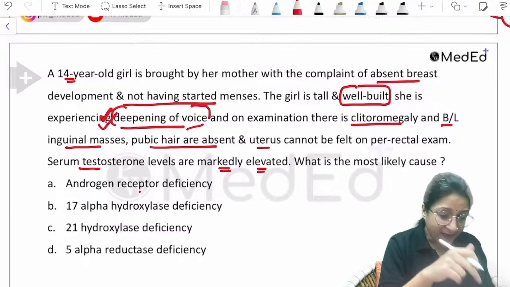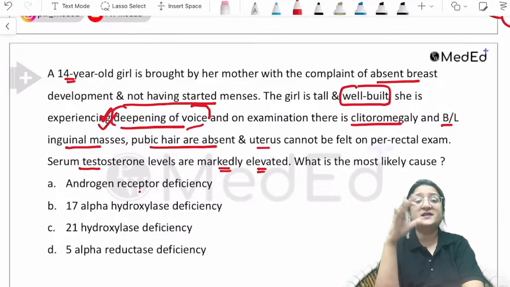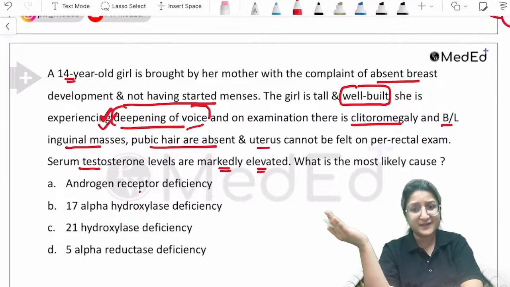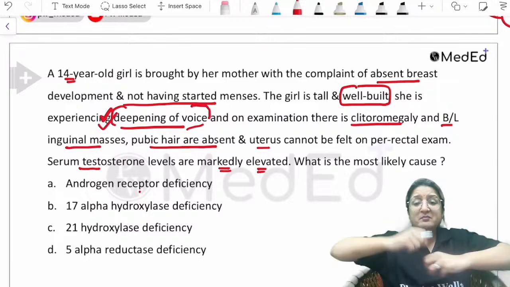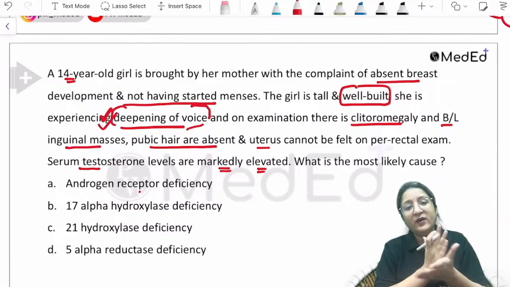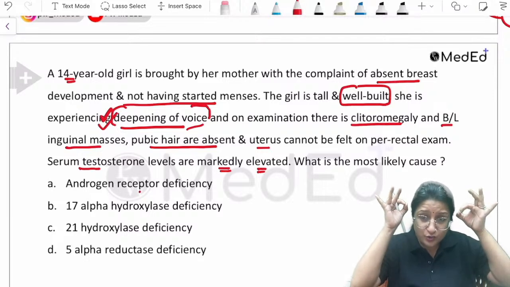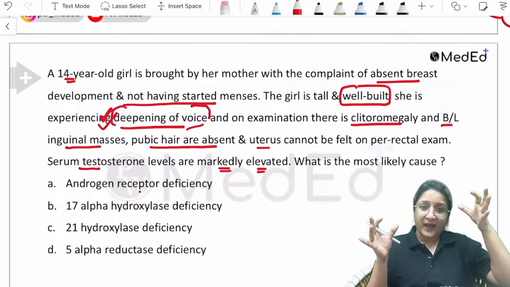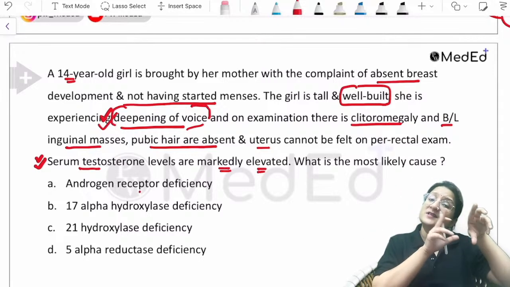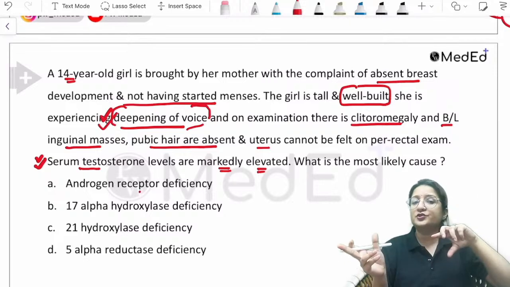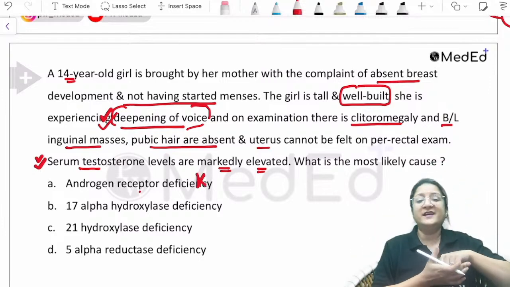Testosterone. Right, and as you're saying, absent breast, so it can't be A, right? Absent breast development, because if it is androgen receptor deficiency, there is breast development generally seen. I'm saying there's deepening of voice. They're saying well-built, male-like muscle buildup. Deepening of voice is very concerning for me. This is a very, very direct testosterone-related effect. Serum testosterone levels are markedly elevated. They're telling you this. But if it's an androgen receptor deficiency, then even that testosterone should not be able to act, isn't it? So it is not likely androgen receptor deficiency.